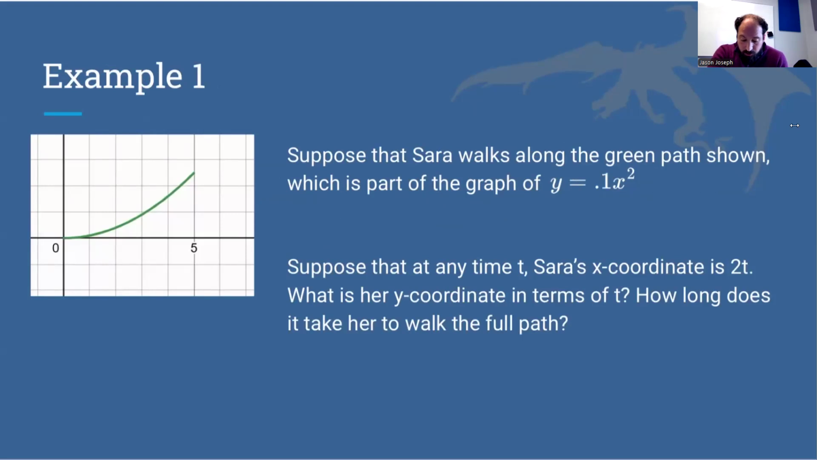So let's see a couple examples. Suppose that Sarah walks along this green path in the xy plane, and it's part of this parabola, y equals 0.1 x squared. At any time t, her x coordinate is 2t. What is her y coordinate in terms of t? How long does it take her to walk the full path?